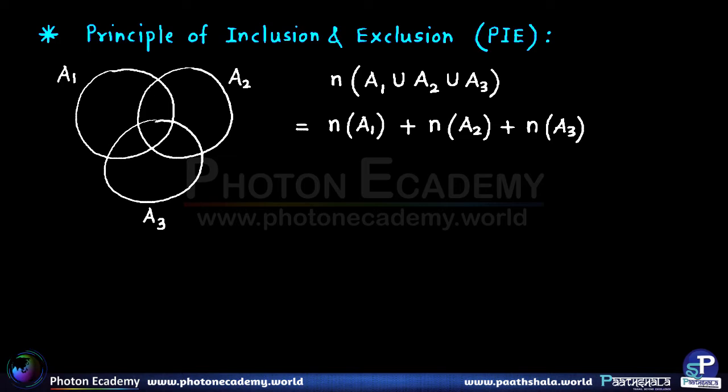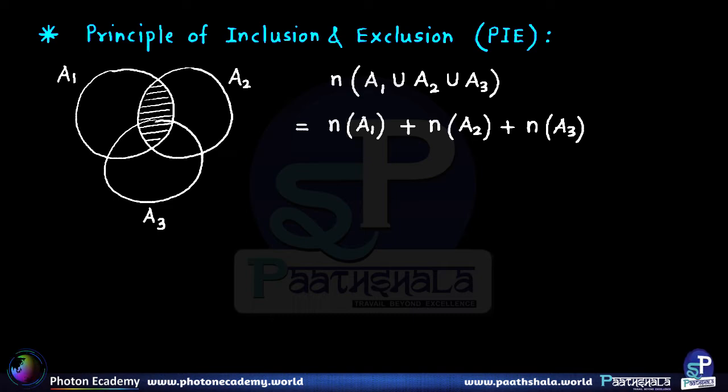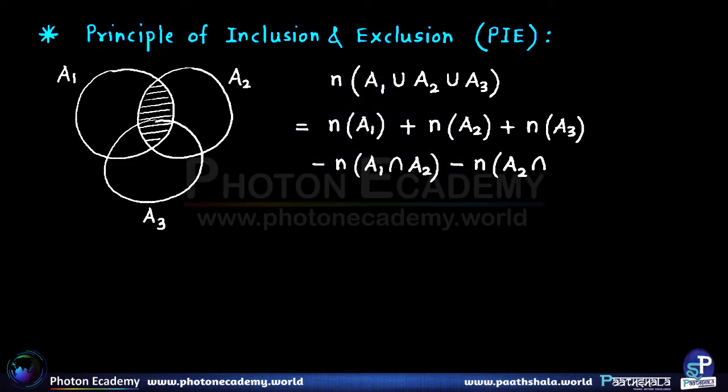So that is nothing but, if we consider this particular area which is common to the sets A1 and A2, this is getting counted twice because it is coming in A1 as well as A2. So therefore we must subtract it once. That is, we must subtract n of A1 intersection A2, and similarly we must subtract the other two possible areas also, that is A2 intersection A3 as well as the area of A1 intersection A3.